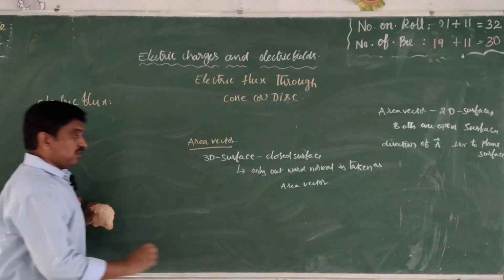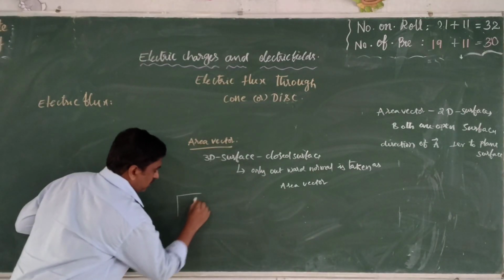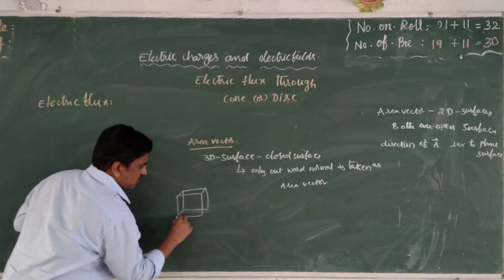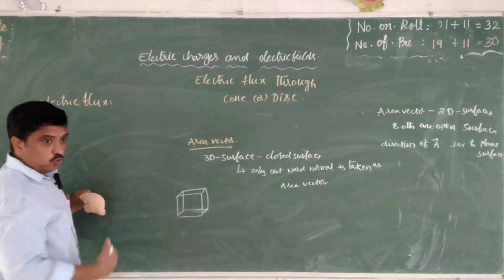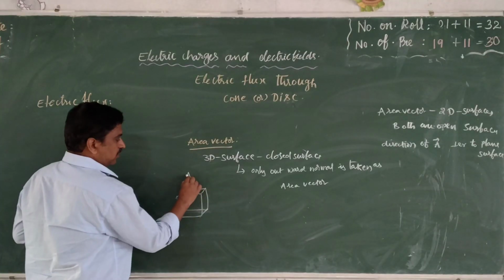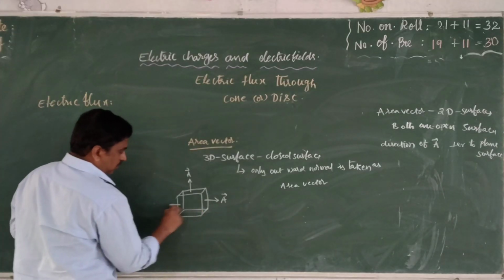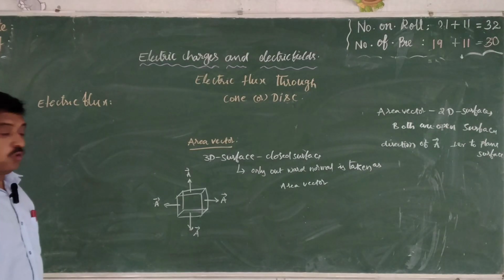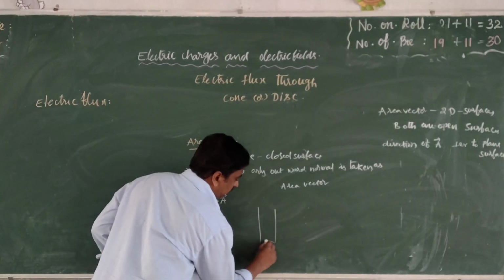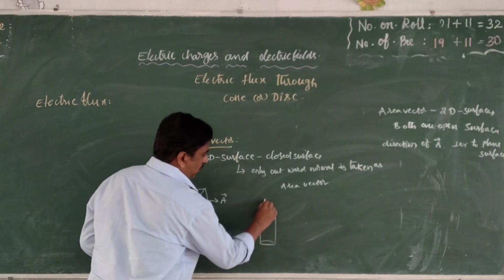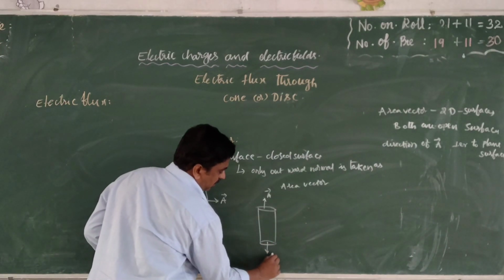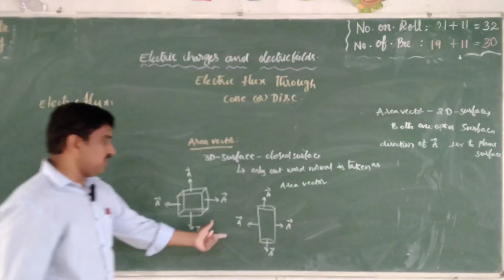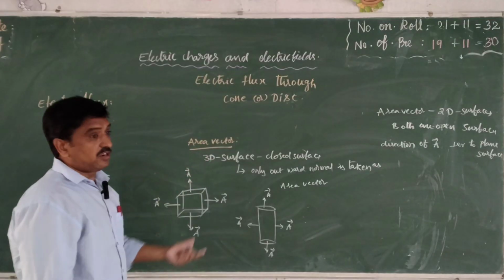For example, see a cube. A cube is a 3D surface, a closed surface. It has an outward normal, and only the outward normal is the area vector. Another example is a cylinder, a closed surface. It has an outward normal, which is the area vector. Only the outward normal can be considered as the area vector for 3D surfaces.